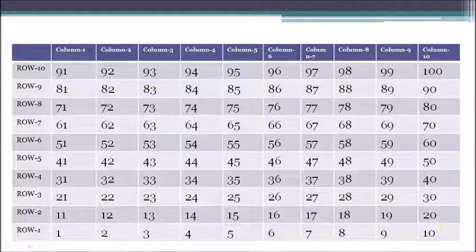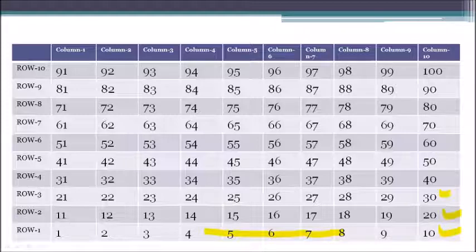Before starting the game, we should know what you understand by row and what you understand by column. From left side to right side, these are called rows. Like I have written, this one is row number 1, this one is row number 2, this one is row number 3. Like this it will continue up to row number 10.